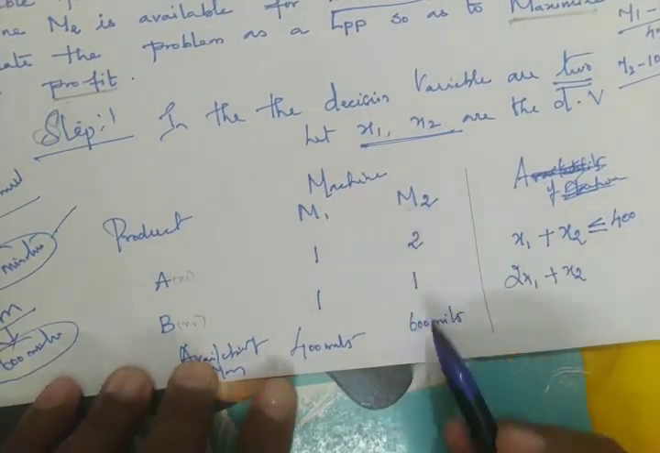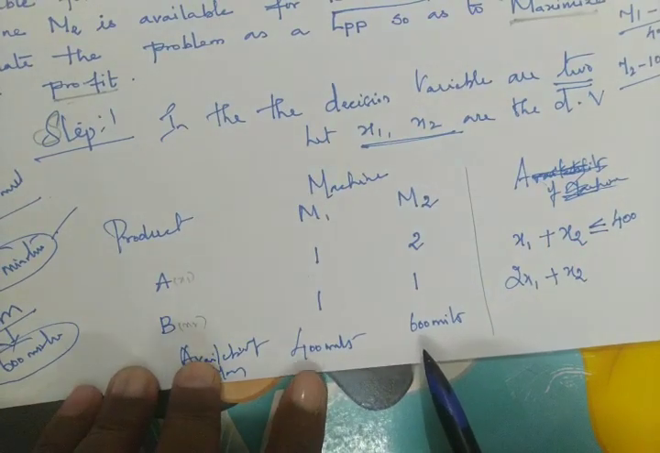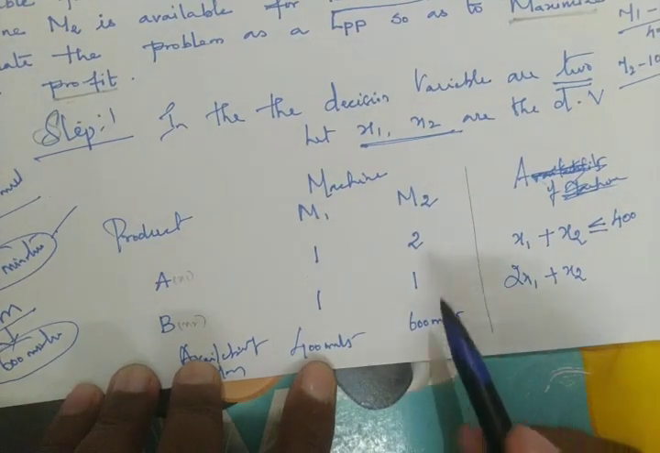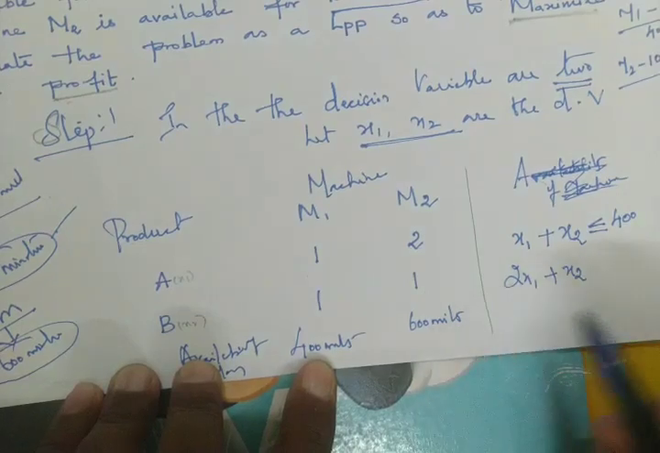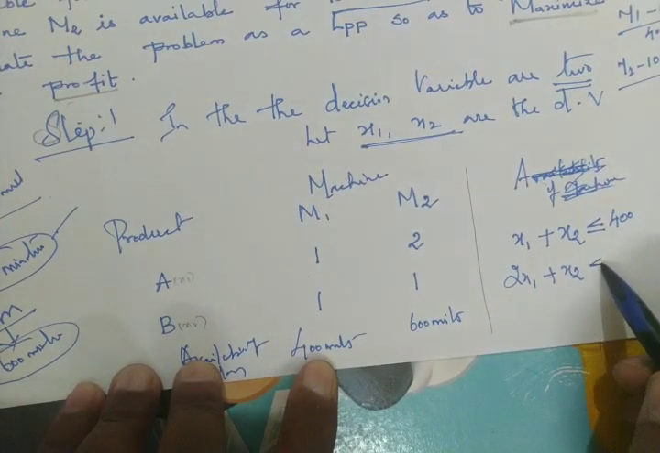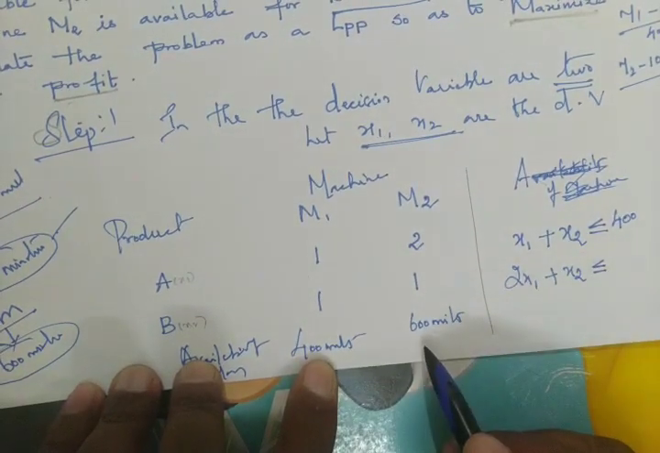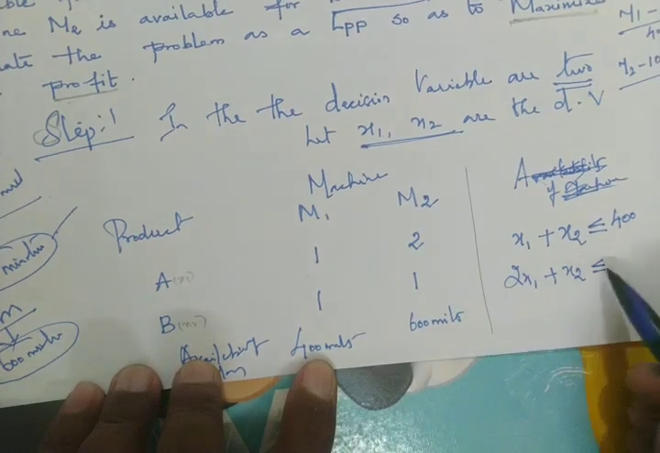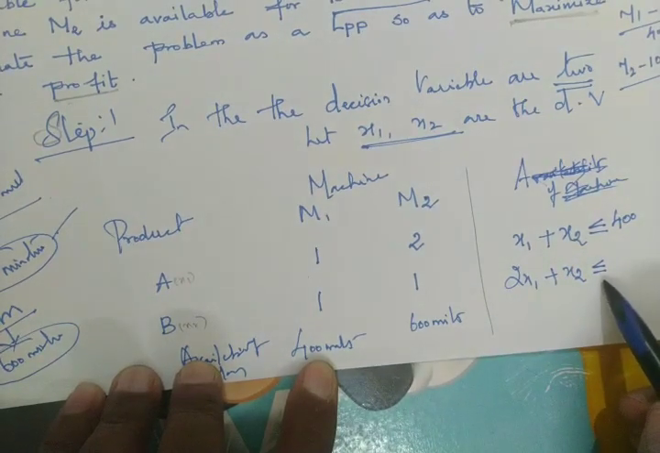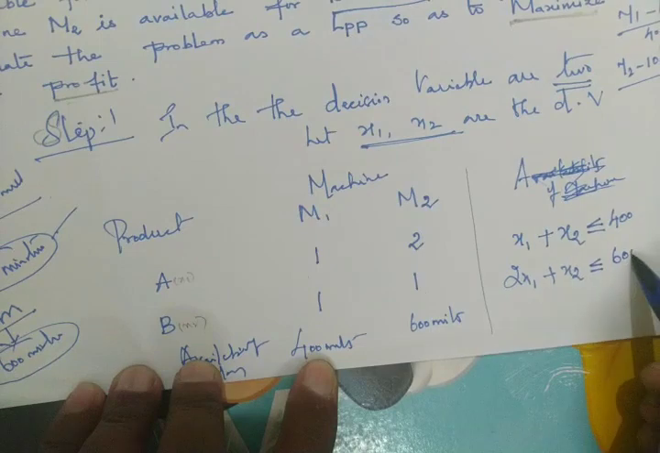Here the machine M2 is also available for a maximum of 600 minutes. So you can use this machine also a maximum of 600. That's the reason you put less than or equal. You can use a maximum of 600, otherwise you can use less than that also. That's the reason we are putting the inequality, less than or equal to 600.